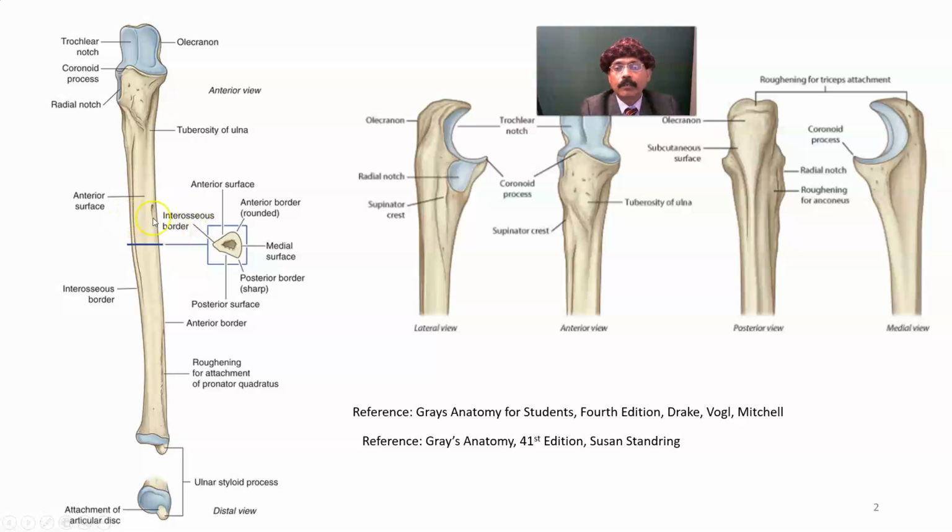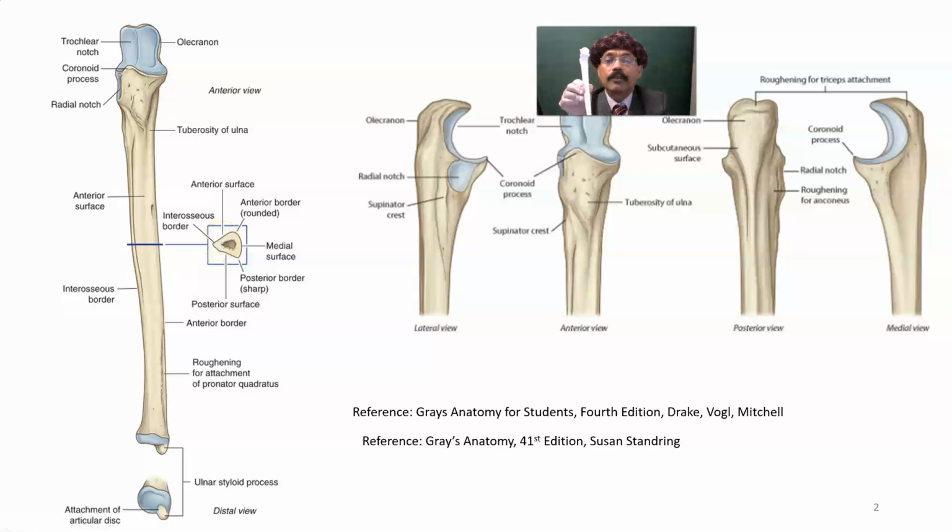Here, the shaft has three borders. We have the sharp interosseous border, which we just discussed. This is the interosseous border here. We have the anterior border here, and here is the posterior border. There are three surfaces: the anterior surface between the interosseous border and the anterior border.